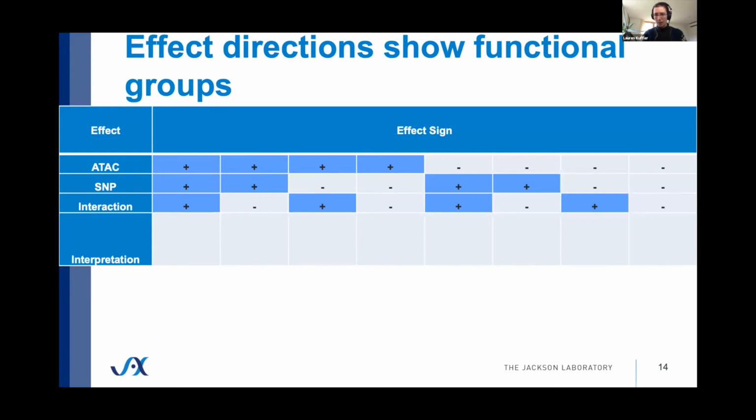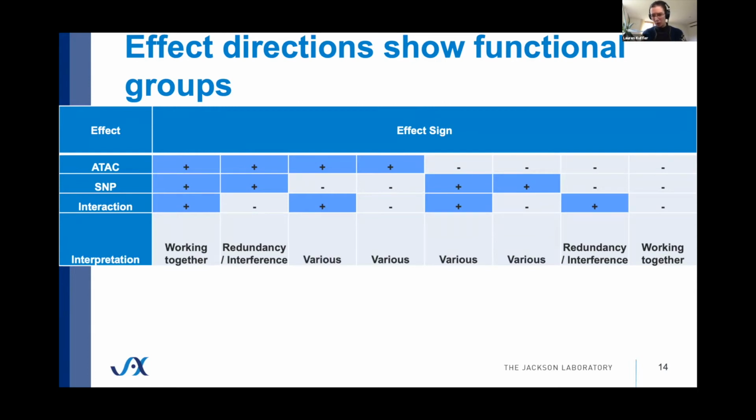So when we look at the effects within these models by direction, we can split the results into functional groups. If all the effects point in the same direction, the SNP and ATAC peak are working in synergy with each other. If the main effects point in the same direction, but the interaction effect points the other way, that indicates functional redundancy in their mechanism of action, or that they're interfering with each other. The remainder are hard to interpret, but the relative magnitude of these effects in these models indicate that there's probably multiple functional groups within each of these categories.